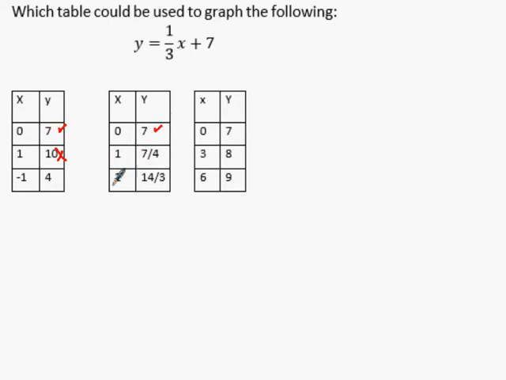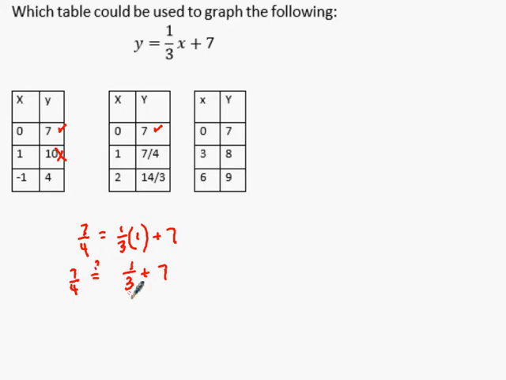So let's start with our next point, 1 and 7 over 4. So instead of the y, we put 7 over 4. Instead of the x, we're going to replace that with a 1. And, oops, my bad, let me fix that, plus 7. And when I multiply 1/3 times 1, it gives me 1/3. And I'm asking the question, does 1/3 plus 7 equal 7 over 4?